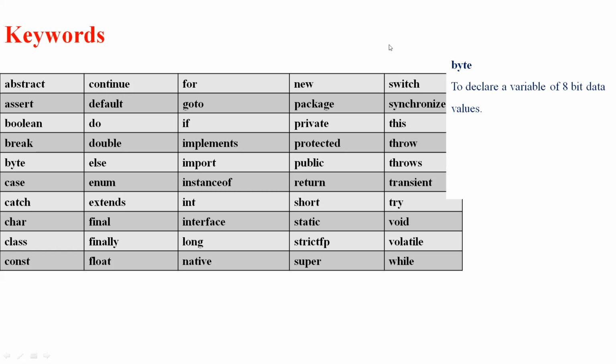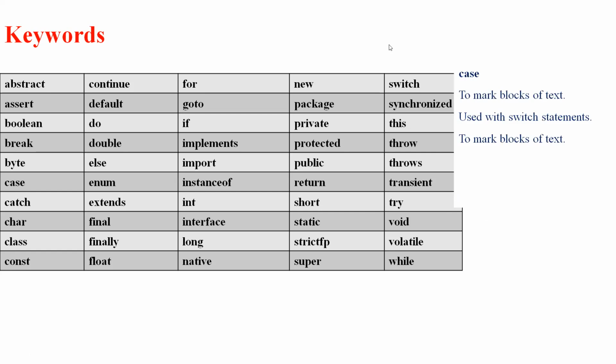So next we have case. As I said, in a switch statement we have different cases. Whenever we write a switch statement, we write it with different cases, like case 1, case 2, till case n. This case keyword is used to mark blocks of code in a switch statement.